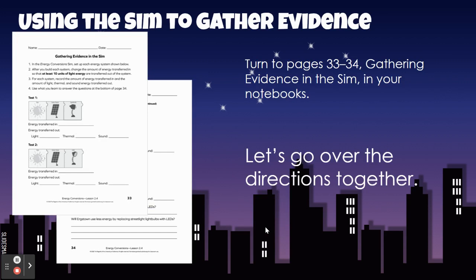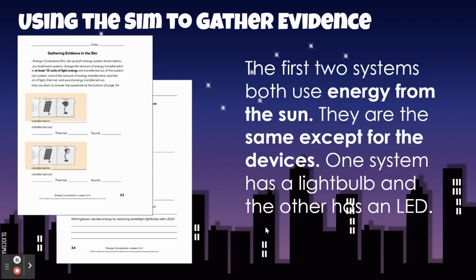So let's go to our investigation notebook, and I want you to turn to pages 33 and 34. It's called Gathering Evidence in the Sim. We're going to read the directions together. The first two systems both use energy from the sun, as you can see here. Sun, sun, right? They are the same except for the devices. If I look at my first one here, one has a light bulb and one has an LED.